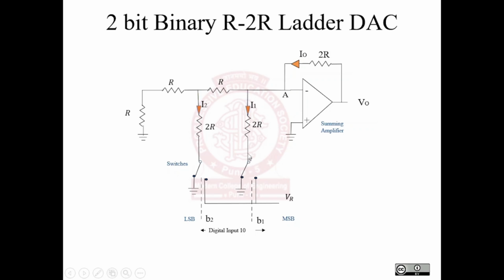Over here we can see that this R2R ladder is connected to the switches, that is B1 and B2. B1 is the MSB and B2 is the LSB. The binary switches are either connected to the reference voltage or they are connected to the ground terminal. Here we can also see that IO, that is the output current, is subdivided into I1 and I2, which is flowing in the 2R path. In this animation, we can see that IO is subdivided into I1 and I2. So this is a typical diagram of 2-bit binary R2R ladder DAC.